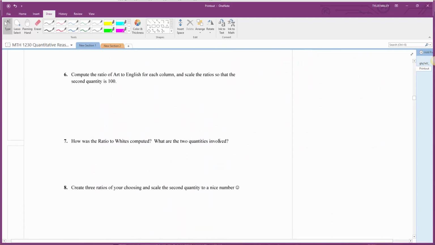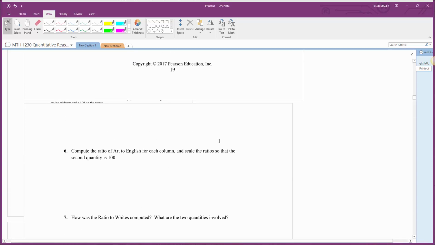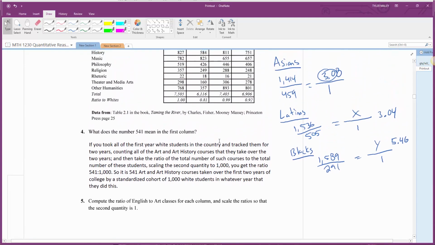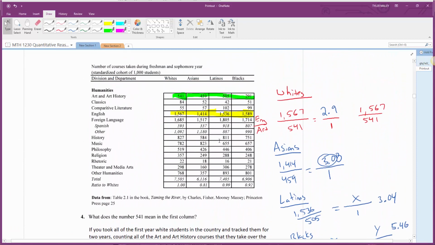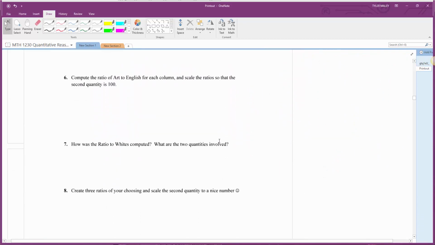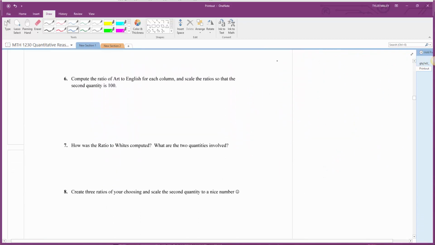Right, so we just got a couple more problems left. So number 6 says compute the ratio of art to English for each column and scale the ratio so that the second quantity is 100. Right, so we want to kind of go in the other direction. We want to go from art to English, where before we went from English to art. So at this time we want to go from art to English.